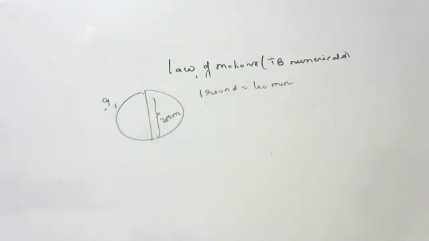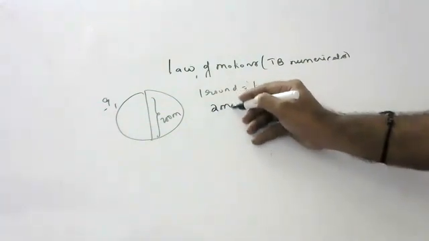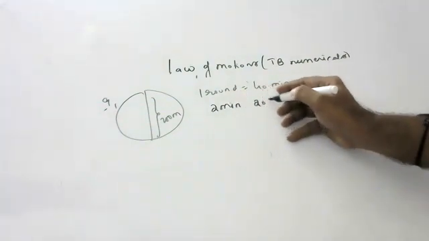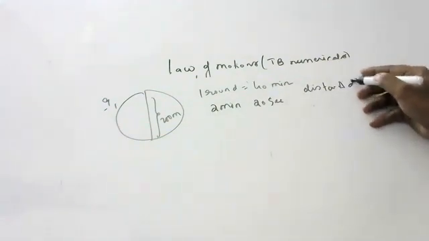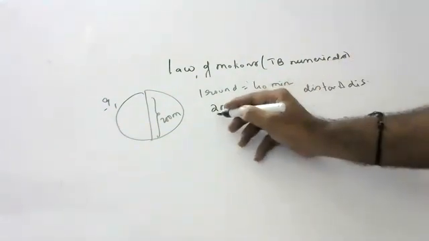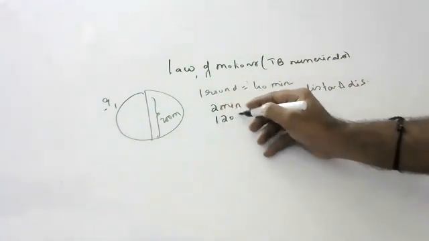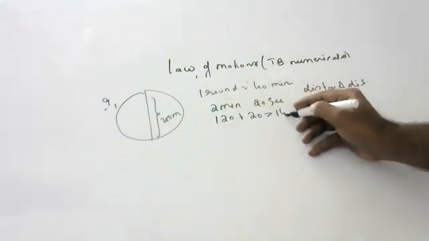What will be the distance and displacement at the end of 2 minutes 20 seconds? He is asking distance and displacement. Children, 2 minutes means how many seconds? 120 plus 20 is 140.